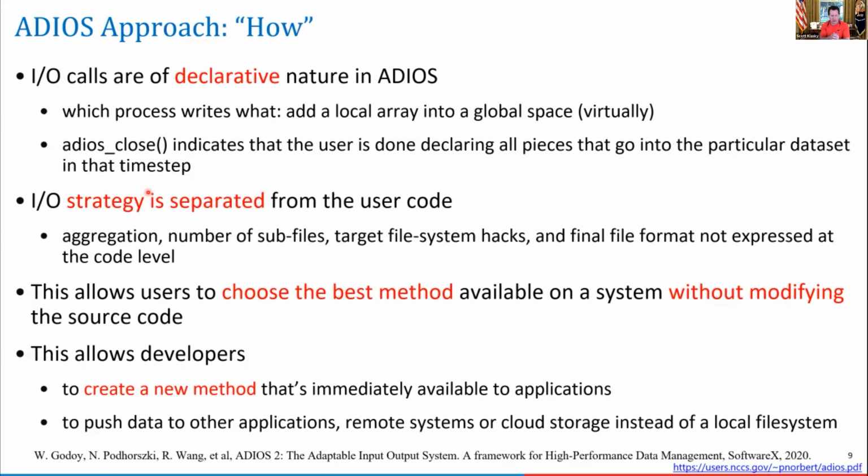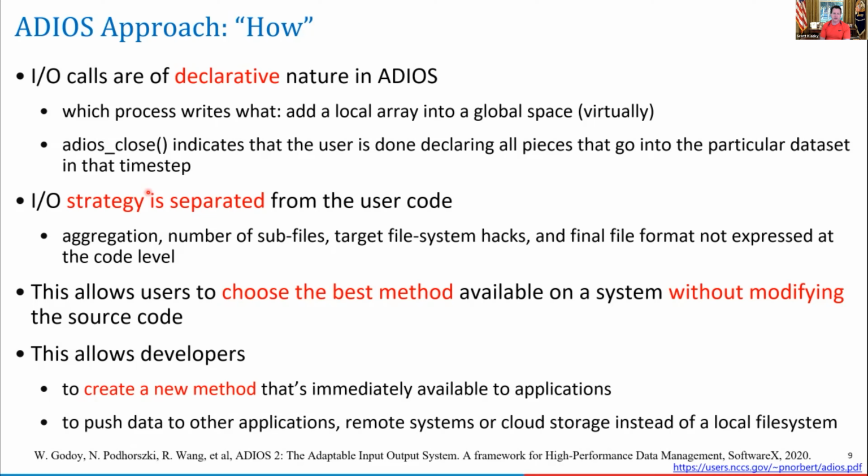So when we talk about ADIOS and the strategy, that's when we choose the engine, and then things are very separate from the users. Users don't have to really care about how data is aggregated for I/O, how many of what we call subfiles. You may want to write one file, but that file may be many files. And the reason why is that's what's going to get the performance for you.